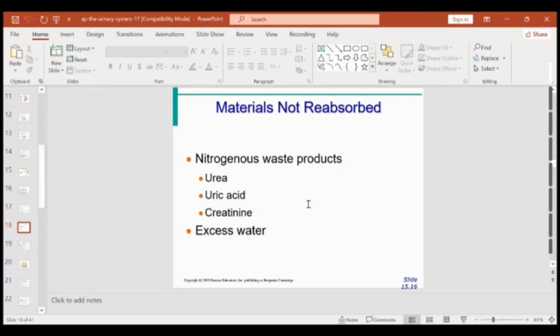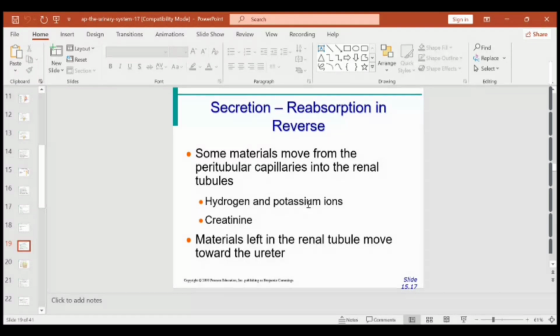So all those materials are not reabsorbed, and equally the excess water sometimes cannot be reabsorbed, but that one is dependent on the osmolarity of the body. So finally we end up with the process of secretion. Some materials cannot be reabsorbed back, so they have to be moved from the blood into the peritubular capillaries. Examples of those are hydrogen and potassium ions together with creatinine, and they have to be secreted directly from the capillaries into the renal tubules.